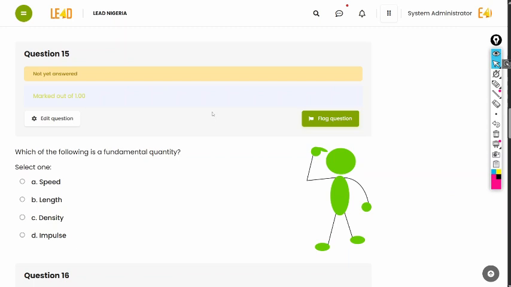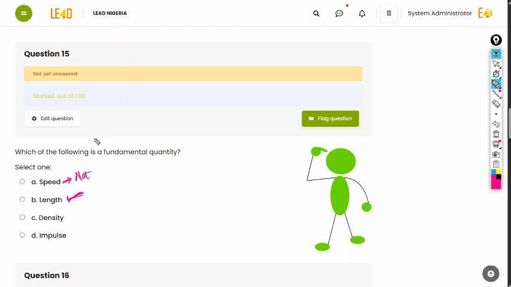Question 15 says, which of the following is a fundamental unit? Speed is not. Length is. Length is a fundamental unit. There are about 8 fundamental units. You need to go learn them, the quantities and units.